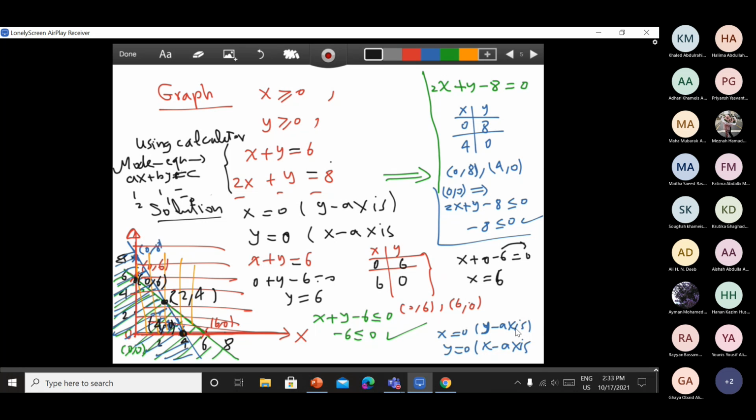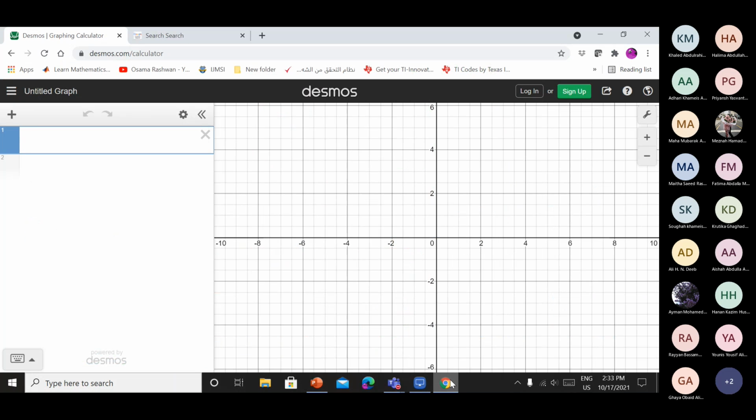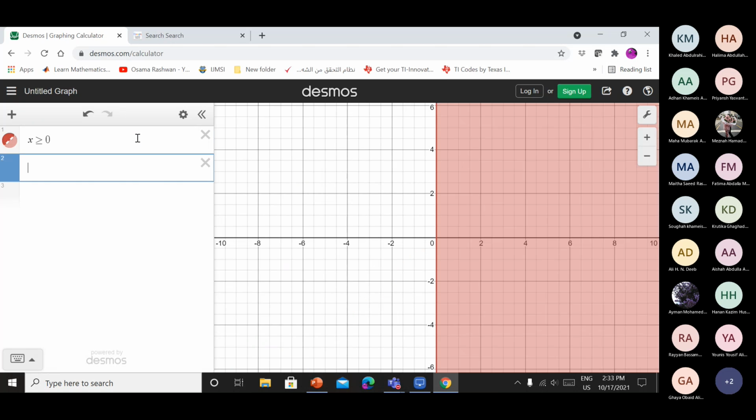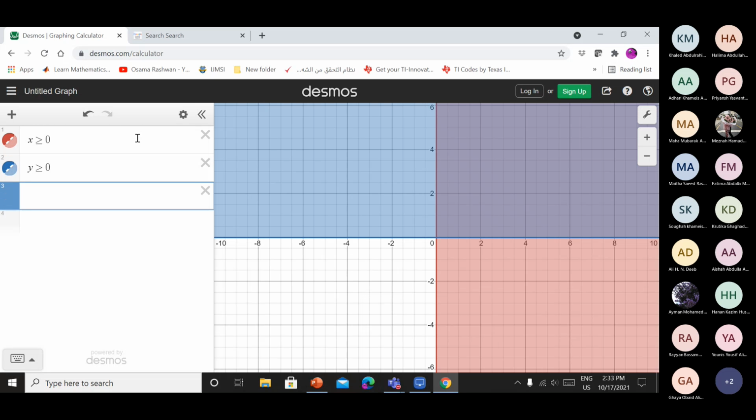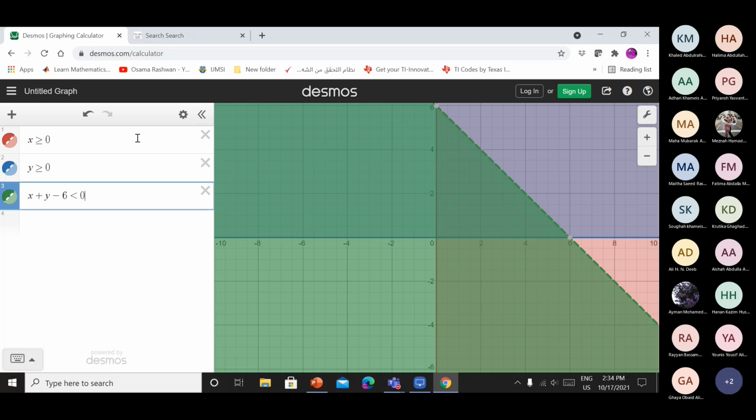Now, if you are ready to graph this one, you can graph it by Desmos as well, right? If I'm just saying x bigger than or equal to 0, it gives me this side, right? Y bigger than or equal to 0, it gives me that side, okay? Now, x plus y minus 6 less than or equal to 0, okay?